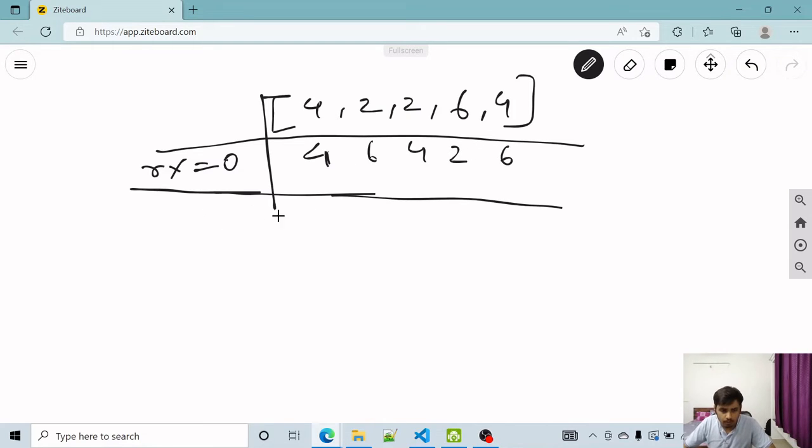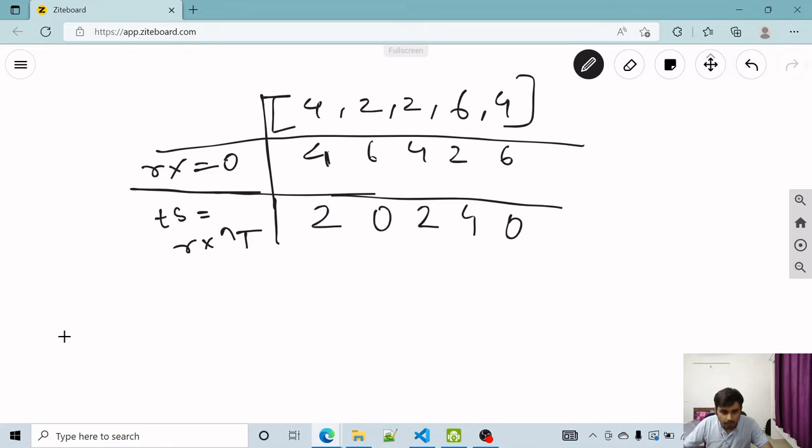We'll keep one more row, which is tSearch, and this will be running XOR XOR target. You'll understand in due course of time why we are doing this. So 4 XOR 6 is 2, 6 XOR 6 is 0, 4 XOR 6 is 2, 2 XOR 6 is 4, and 6 XOR 6 is 0.